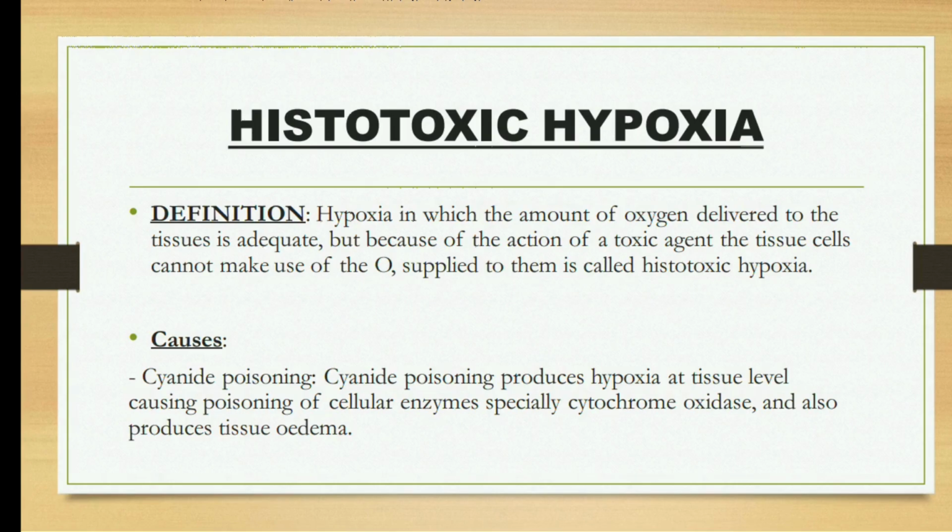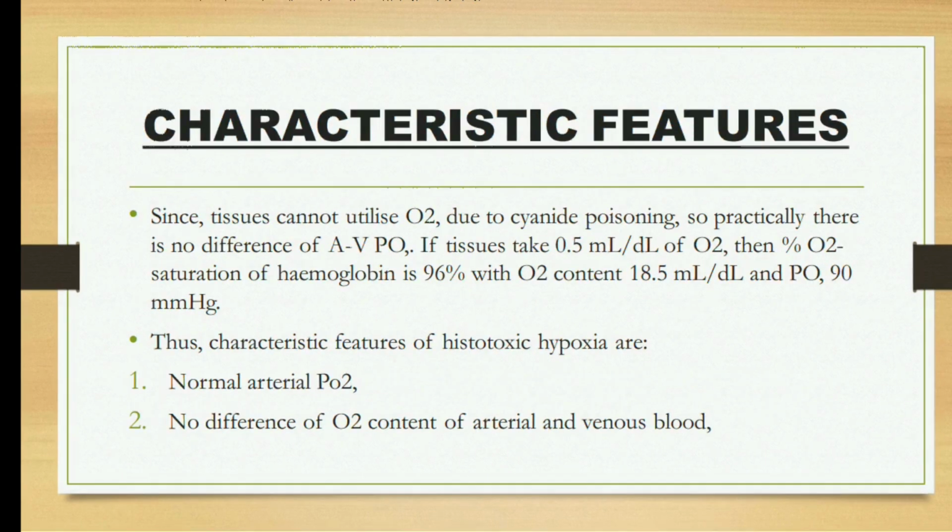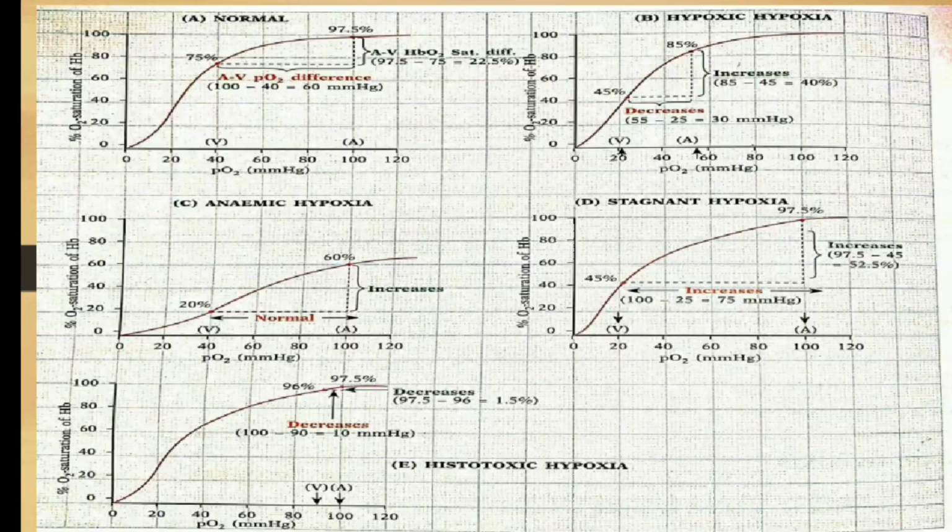Coming on to its causes, the most important cause is cyanide poisoning. Histotoxic hypoxia also refers to the reduction in ATP production by mitochondria due to the defect in the cellular usage of oxygen. Obviously, oxygen का usage अगर कम होगा तो mitochondria ATP भी कम produce करेगी. Clear? Characteristics वही same रहने वाला है.